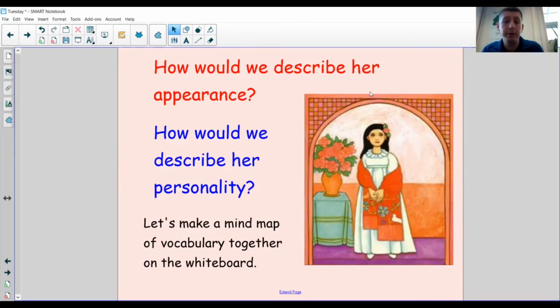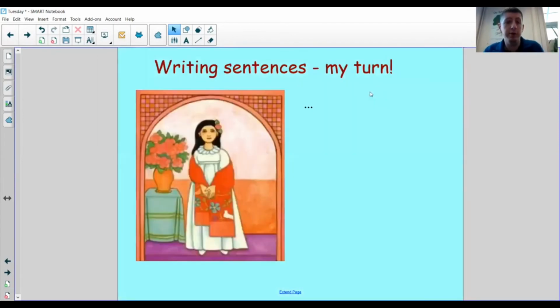Did you have enough time to come up with some words? You might want to use some of those words when you're doing your descriptions later. Now, I've got some words in my head about how I would describe her personality and her appearance as well. So I'm going to have a go at writing some sentences using those ideas. When I'm writing sentences with those ideas, I have to make sure that I include the vocabulary I've come up with, and maybe I need to use a conjunction to add a bit more detail and explain why she is the way she is.